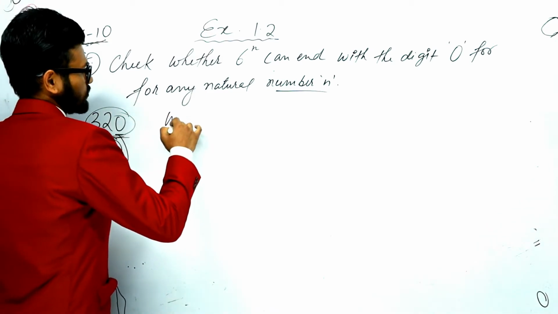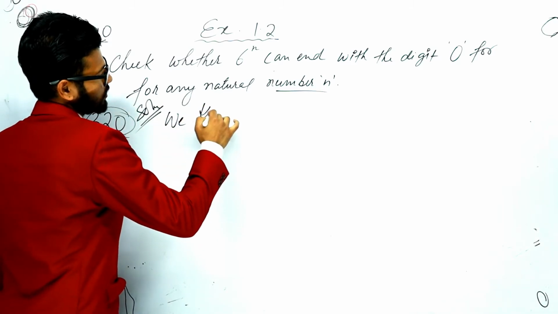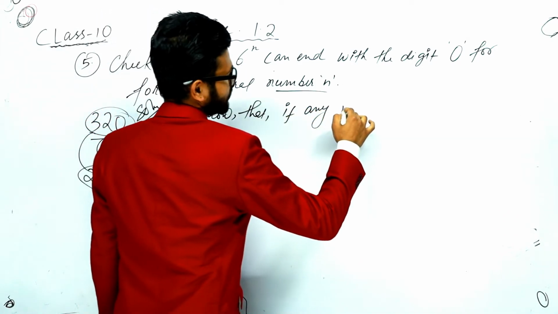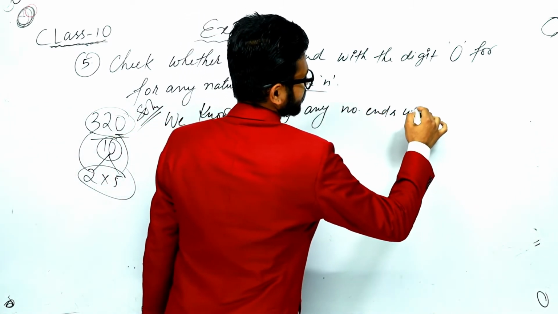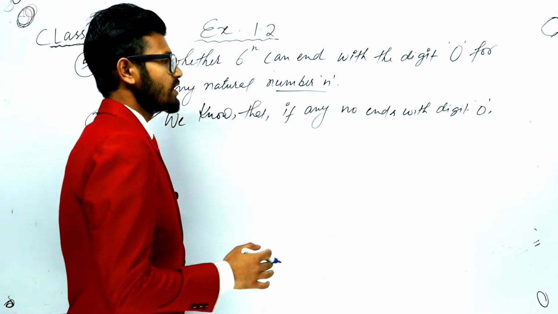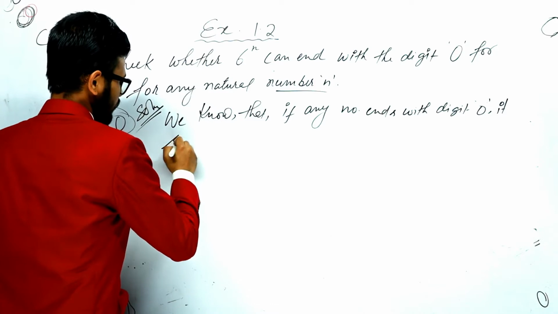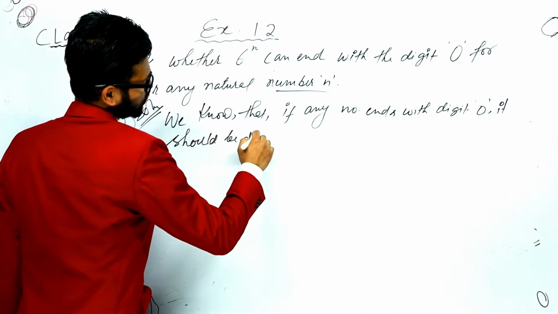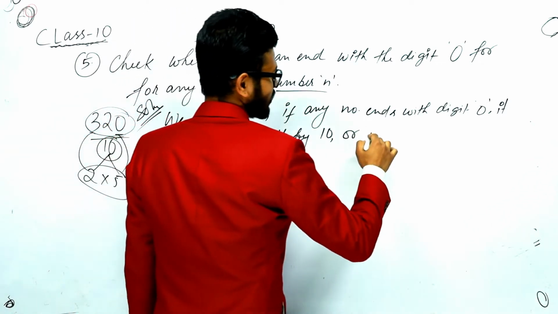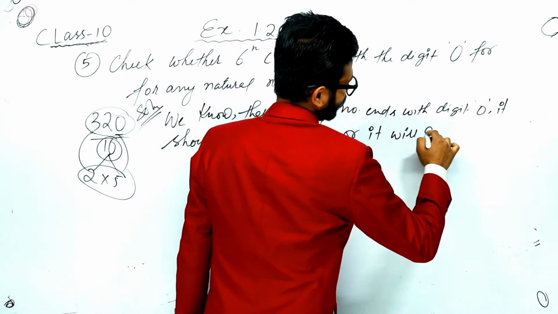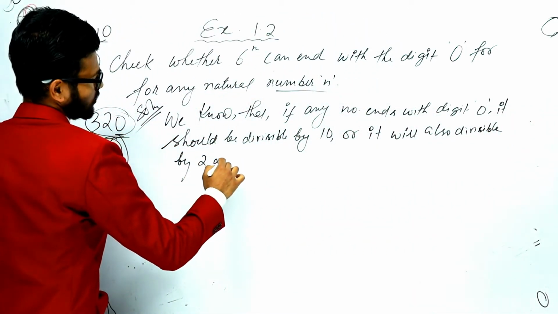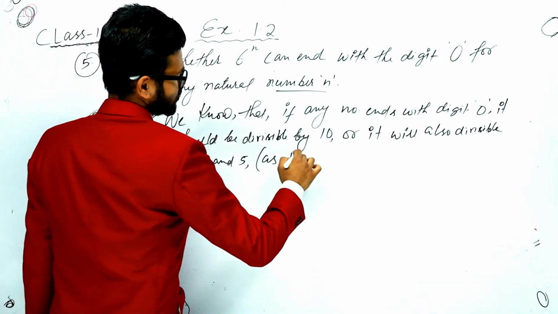So we write the solution statement. We know that if any number ends with digit 0, it should be divisible by 10, or it will also be divisible by 2 and 5, because 10 is equal to 2 times 5.